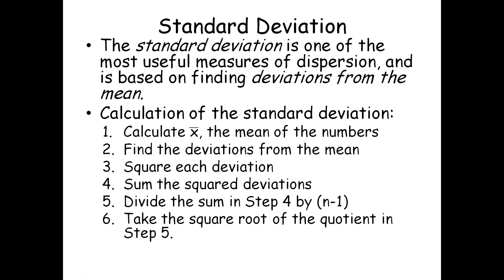So to rehash, the standard deviation is one of the most useful measures of dispersion, and it's based on finding the deviations from the mean. That is how far an individual value of x is from the mean. So you calculate x bar, the mean of the numbers, find the deviations from the mean, x minus x bar, square that deviation, sum up those squared deviations, divide the sum by n minus 1, and then take the square root of your quotient.